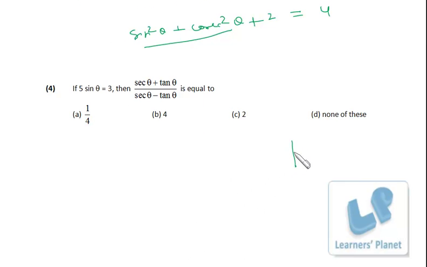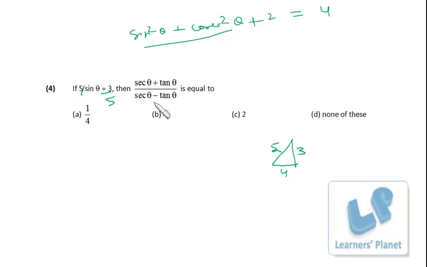Now that's pretty simple. You just draw a right angle triangle very quickly. 3 sin theta is equal to 5, so sin theta is equal to 3 by 5. That means the perpendicular should be 3, the hypotenuse should be 5, so this must be 4. You know 3, 4, 5 Pythagorean triplets now.